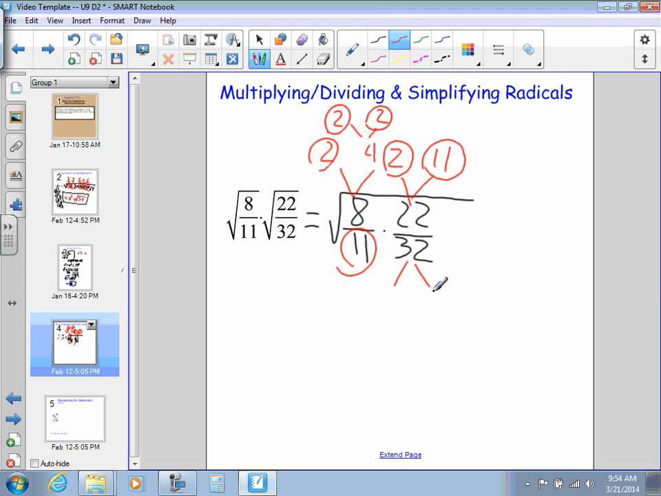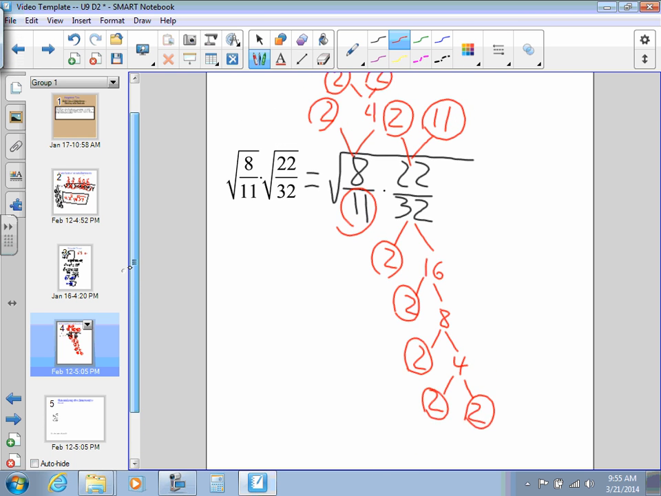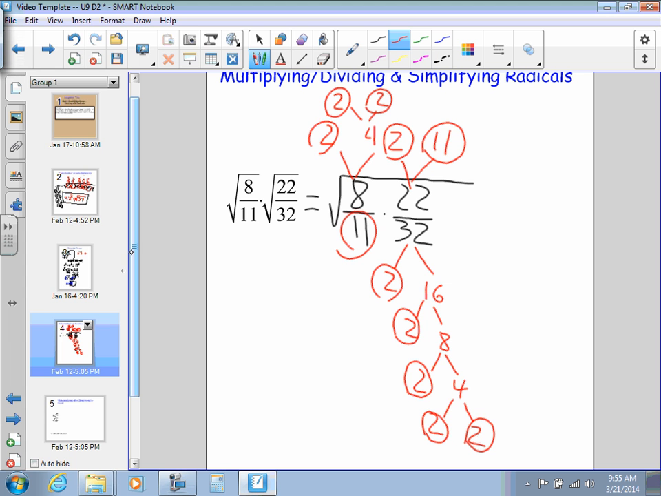Eleven is prime. Extend this page so I don't have to kneel down. 4, 2 times, circle my primes. Okay. And good, I can see the whole thing now.